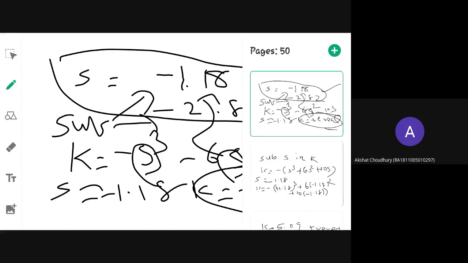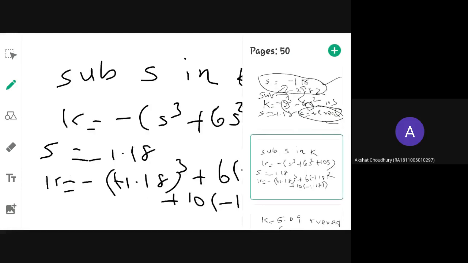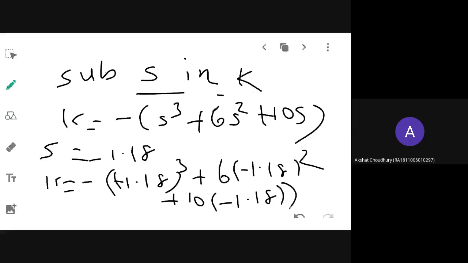Like I am doing, substitute s in the k value and find out whether the answer is positive real. Find it out and tell me whether it is positive real or not. Just substitute minus 1.18 at all places of s and tell me what answer you are getting for k. Use your calculator.